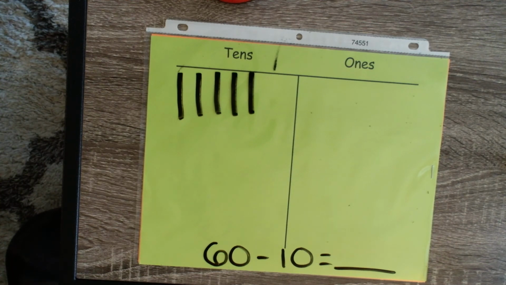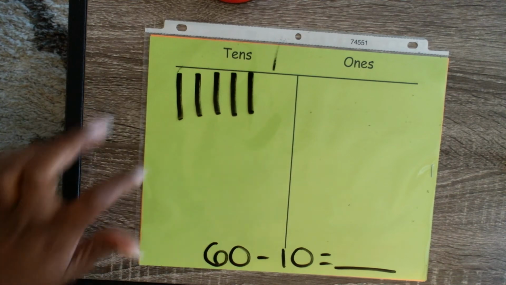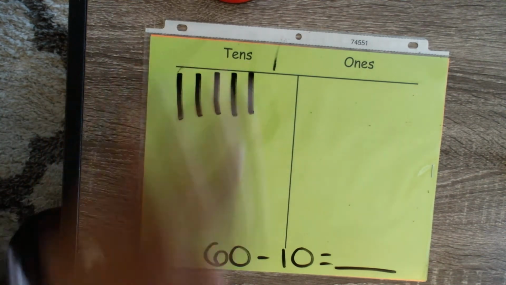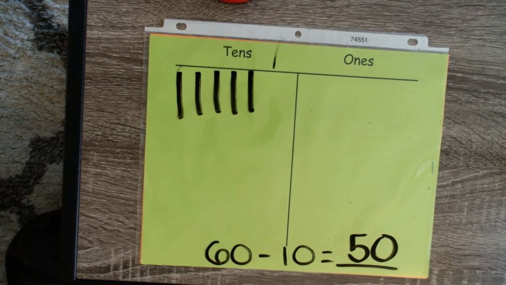Let's see how many we have left. 1, 2, 3, 4, 5. Also known as 10, 20, 30, 40, 50. Good job. So we have the answer, 50. Good job, guys. So I just taught you how to add 10 and how to take away 10.